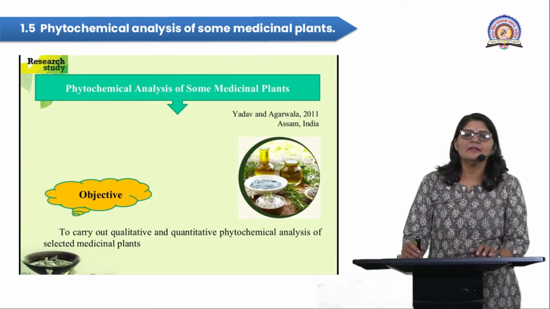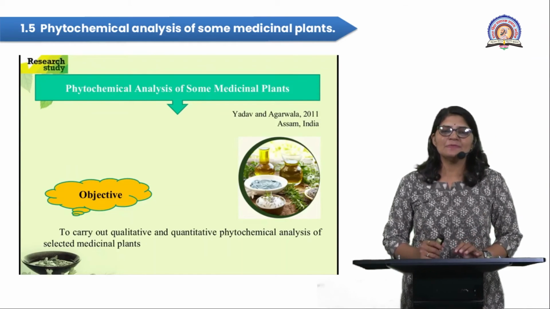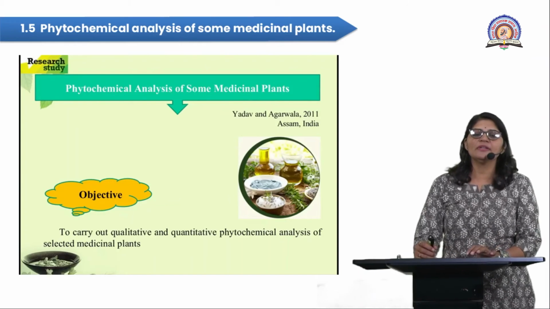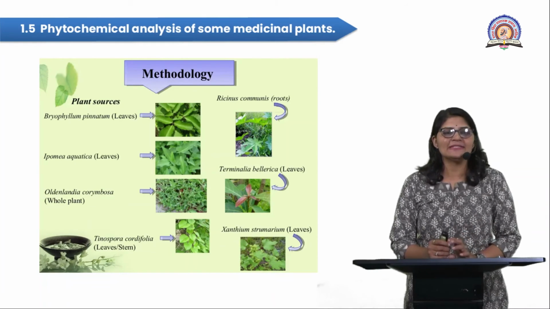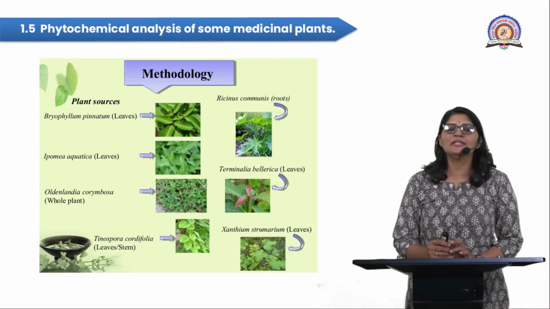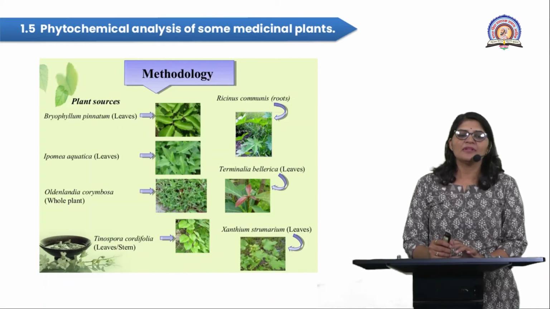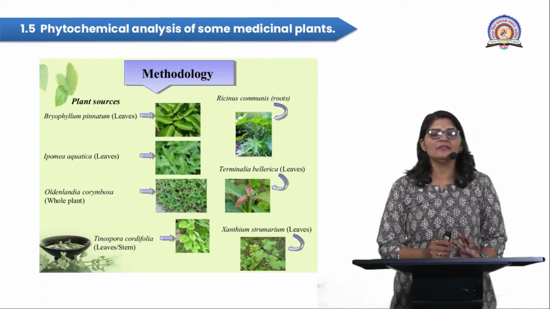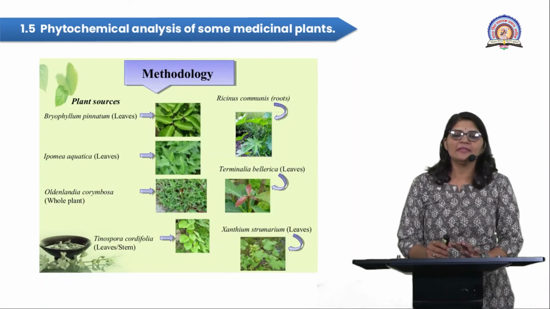Then next, the phytochemical analysis of some medicinal plants: how the phytochemical analysis takes place. To carry out the quantitative and qualitative phytochemical analysis of the selected medicinal plants, here is the methodology. The selected medicinal plants are Bryophyllum pinnatum leaves, then Ipomoea aquatica leaves, then Oldenlandia corymbosa whole plant, then Tinospora cordifolia, which we call Guduchi, using the leaves and stem. Then Ricinus communis, the root used. Then Terminalia bellerica leaves and Xanthium leaves.